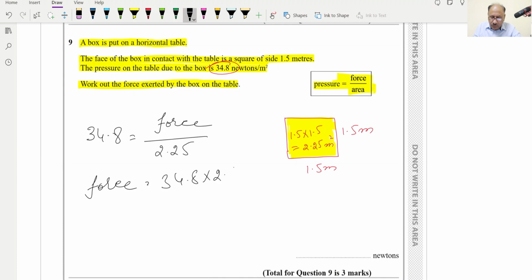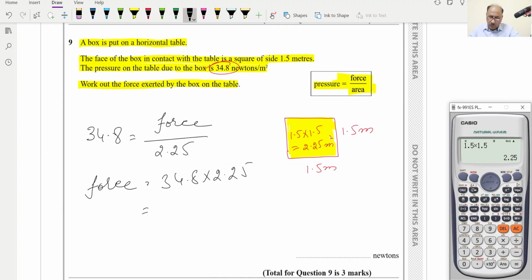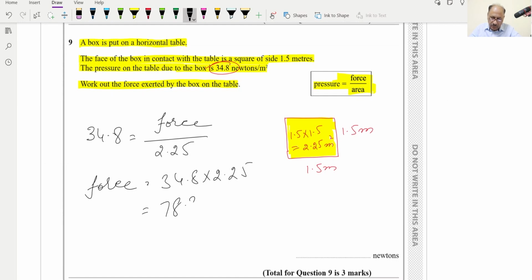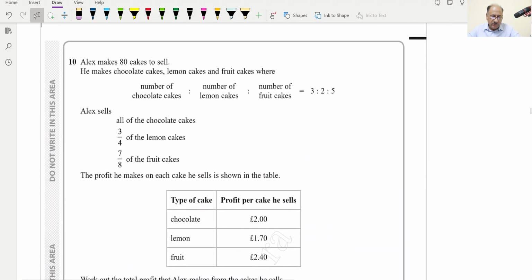So force will be equal to 34.8 multiplied by 2.25, and this will be equal to 78.3. This will be in newtons, the force, so we can write here 78.3 newtons. This will be the answer. Question number 10.